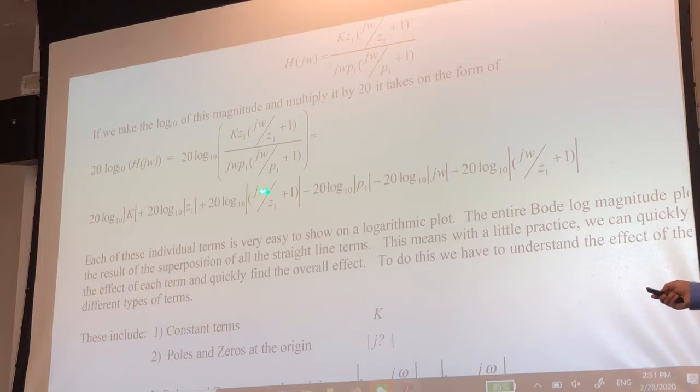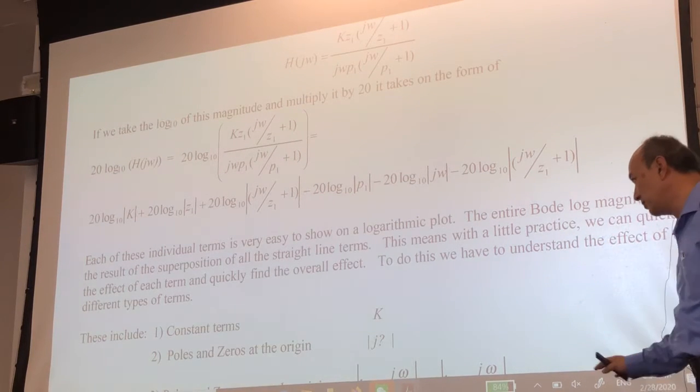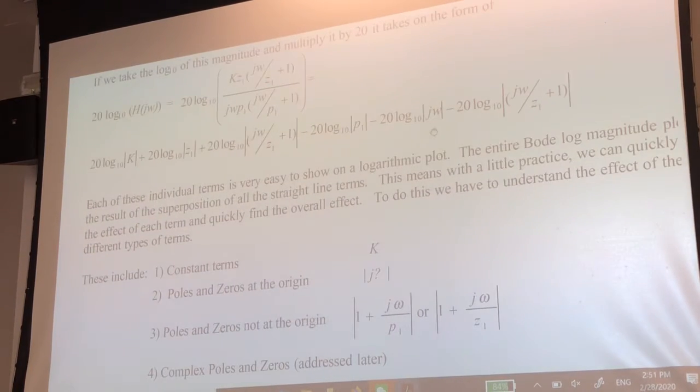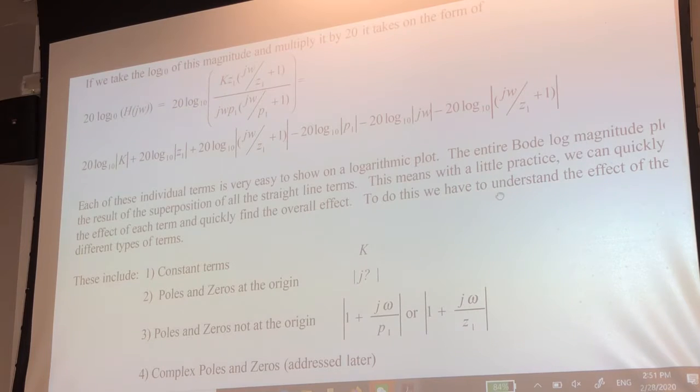So this is a type of term, this is another type of term, okay? It's minus and plus. So if the numerator is plus, and then the denominator is minus, okay? So we are going to clarify that. What is the constant term? What is the zero at the origin? So the j omega term. And what is the zero not at the origin? What if I have complex conjugate poles and zeros? Okay.